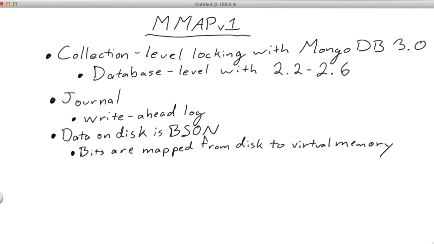Finally, keep in mind with MMAPV1 that data on disk is BSON, raw BSON. So bits are mapped from disk to virtual memory directly. This has implications for data modeling, as we'll discuss in another lesson.